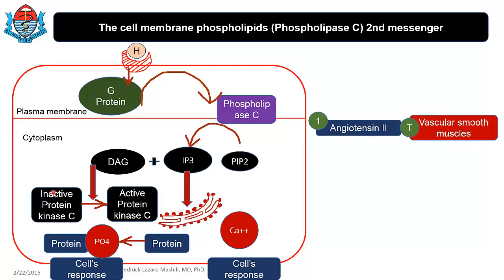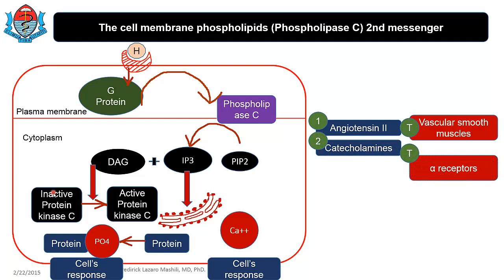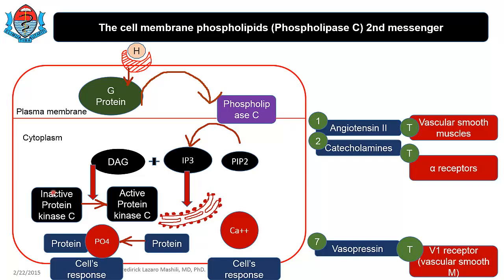What are the examples? Angiotensin 2, but in this case, when it activates receptors in vascular smooth muscle. But we also have catecholamines, but in this case, alpha receptors. When it activates alpha receptors, you know the differences when you talked about the adenyl cyclase cyclic AMP system. And you have vasopressin in vascular smooth muscles, not in epithelial cells anymore. So you can see the differences.